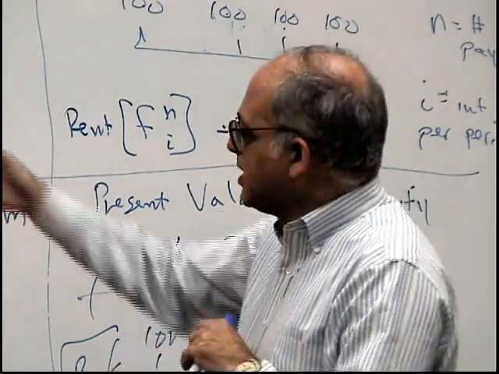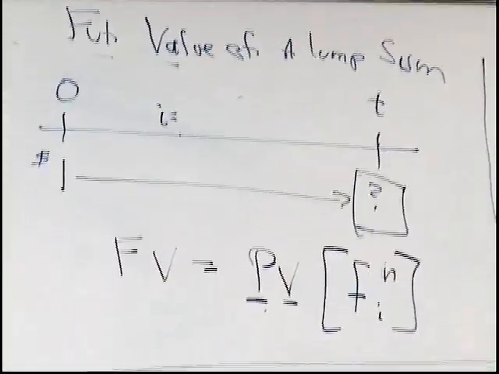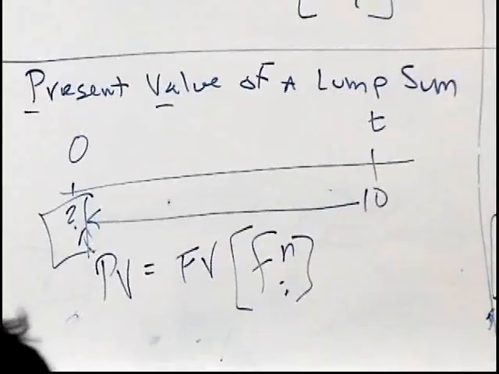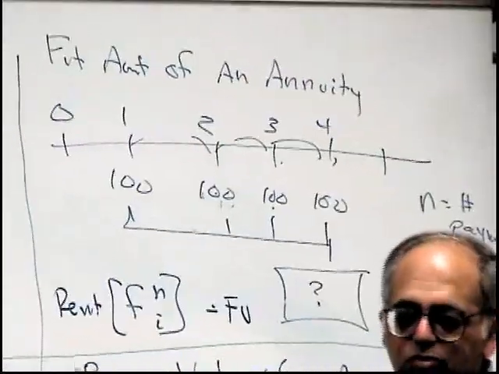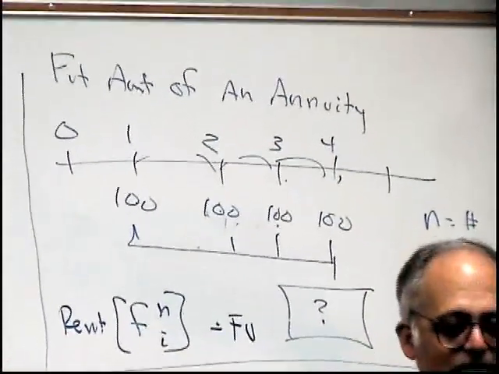In other words, you have to be able to distinguish what type of problem it is here. Are we talking annuities, lump sums? Are we talking future amount? What will it grow to? Or we've got an amount in the future. What is its present value today? So it's just going to be one of these numbers in the table.